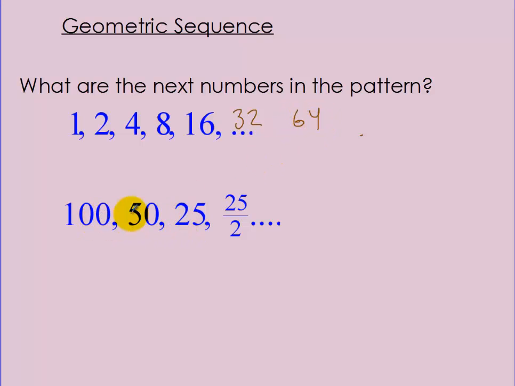Looking at this pattern, I go 100, 50, 25, and 25 halves. Well, I'm cutting it in half every time. So half of 100 is 50, half of that is 25. Half of 25 is 25 halves, or 12.5. Divided again, you get 25 fourths, and then so on. So that's the pattern going on here. And these are geometric sequences.